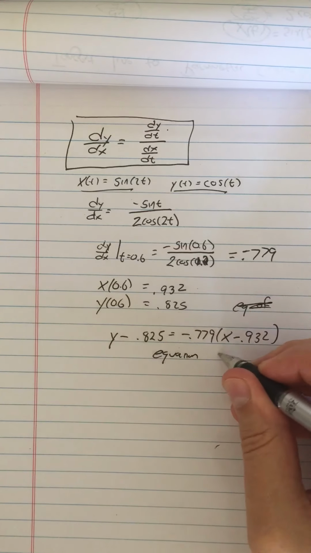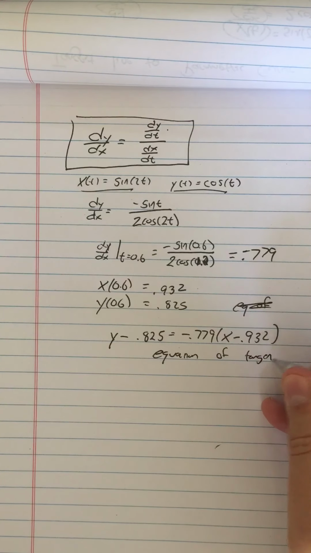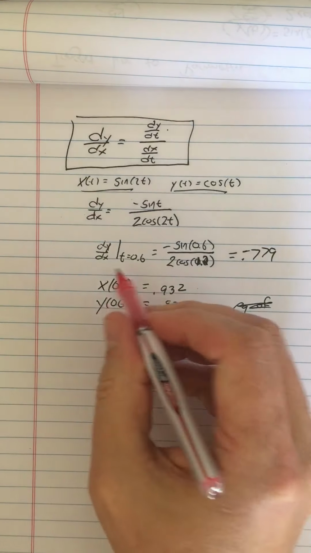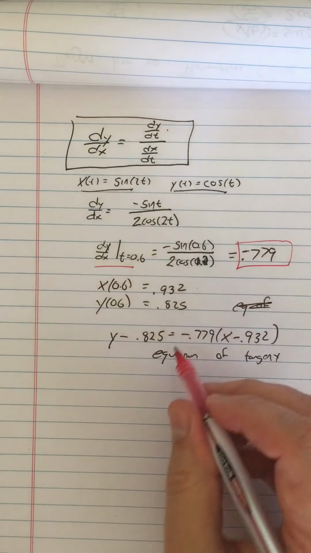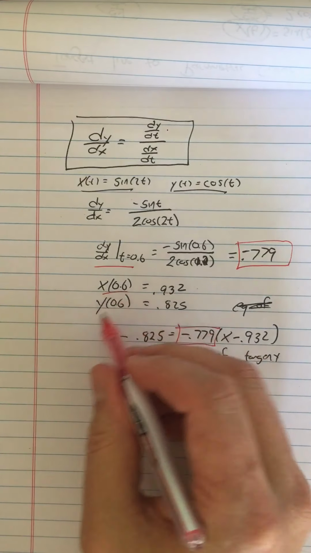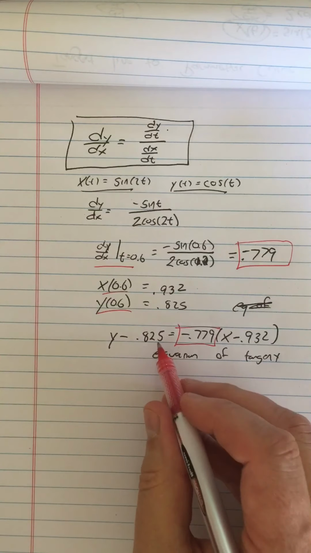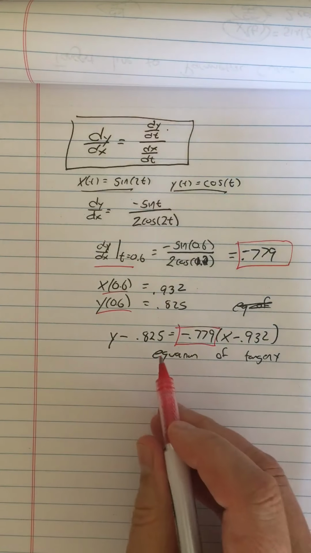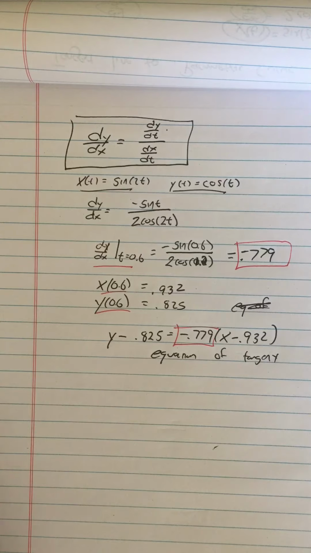Equation of tangent. That's what I can do once we are able to find dy/dx, so we can get the slope of the tangent, and then we can use x and y at that particular value as x1 and y1 in that formula.